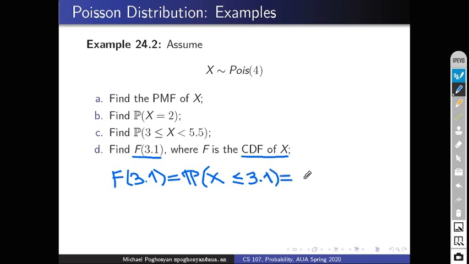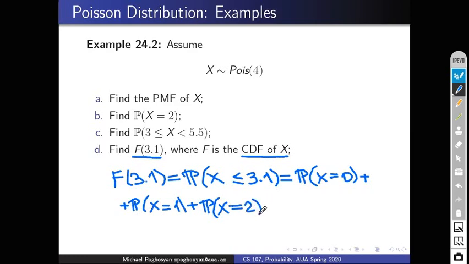And this is the same as to write, because x can take only non-negative integer values, the sum of the following probabilities. So the probability that x is 0, or the probability that x is 1. Because these events are disjoint, I can add the probabilities. The probability that x is taking the value 2, or the probability that x is taking the value 3.